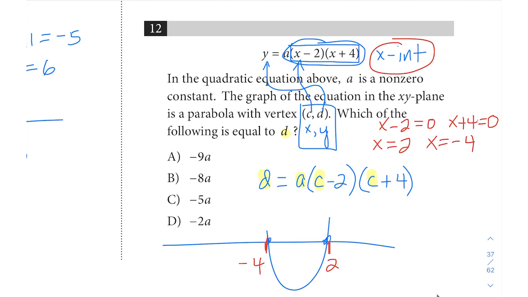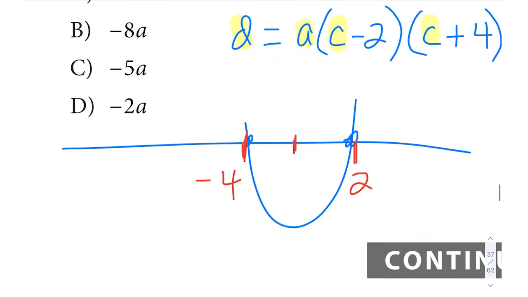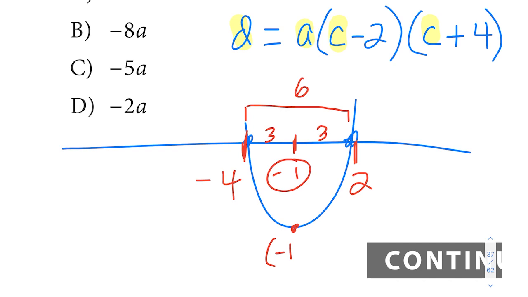Now the vertex will always be directly in the middle of your x-intercepts. So if your parabola crosses the axis at those two points, we don't have to know the exact positioning on an xy coordinate plane, and we can't know it without knowing the value of a specifically, but we do know the vertex is going to be right in between those values. So here, this is a total of 6 units apart. It would be 3 units away from that vertex. Your vertex will be at negative 1. So here, the x value of your vertex is negative 1.